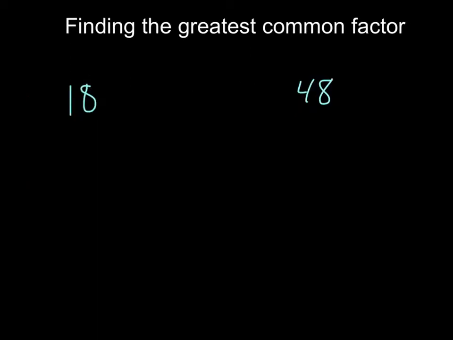Now the other way I can do this is I can find the prime factorization for each of these numbers. So like we did the other day, we're going to get the prime factorization. I like doing the factor trees. So I'm going to go 2 and 9, and then 3 and 3. Okay, so my prime factorization here is 2 times 3 times 3.